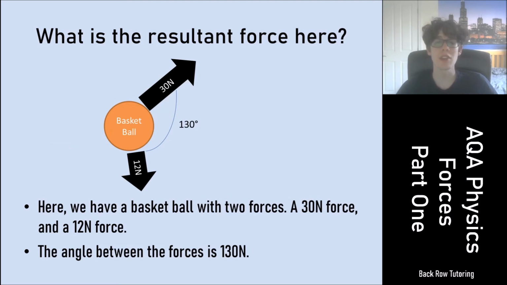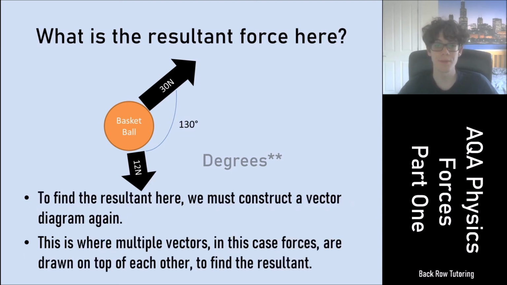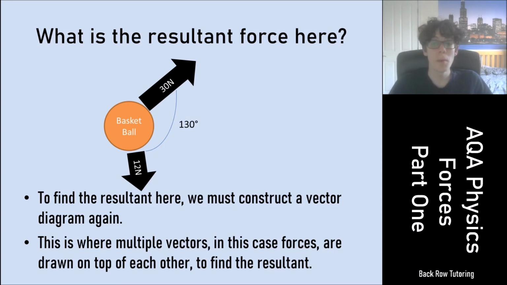So what's the resultant force in this case? Well, here we'll have a basketball with 2 forces acting on it. We'll have a 30 Newton force and a 12 Newton force. The angle between these forces is 130 degrees. To find the resultant here, we must construct a vector diagram again. This is where multiple vectors, in this case forces, are drawn on top of each other to find the resultant.